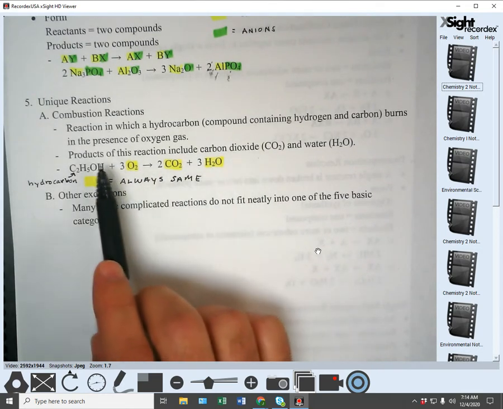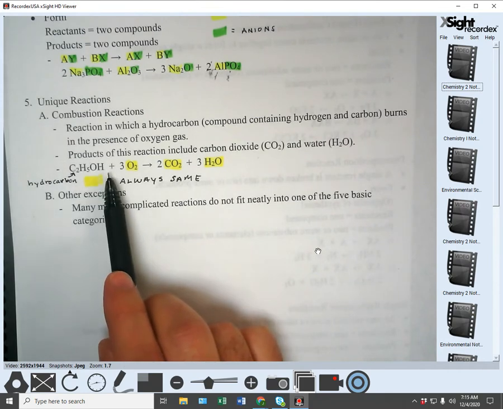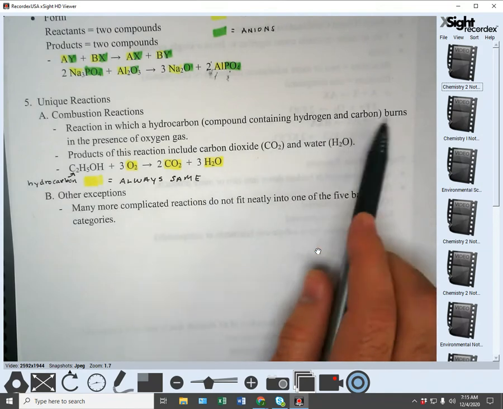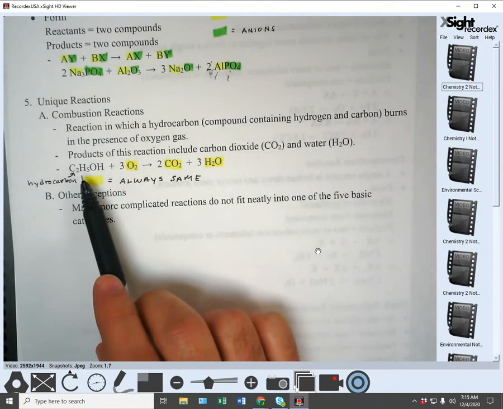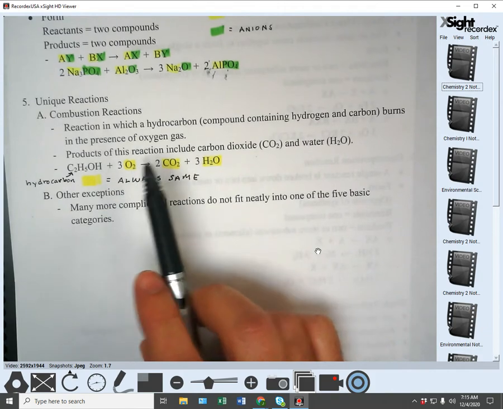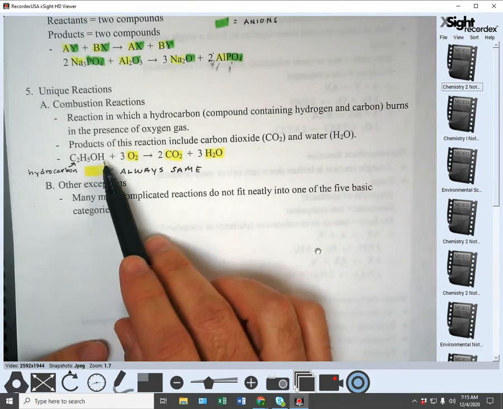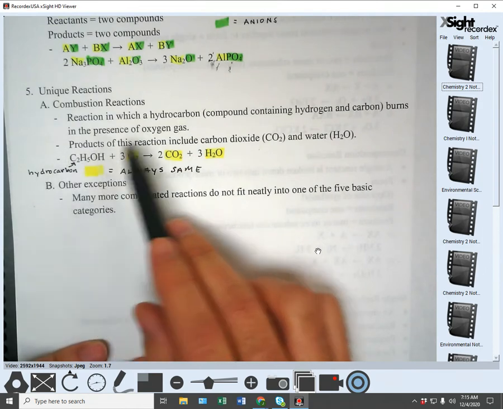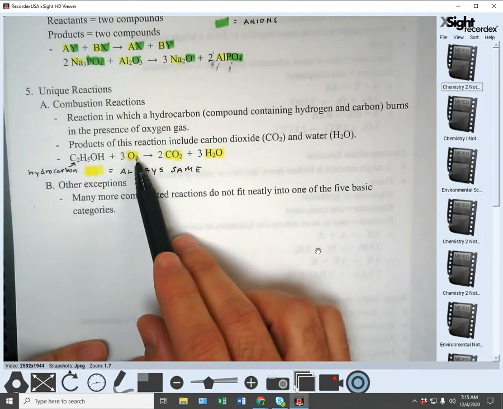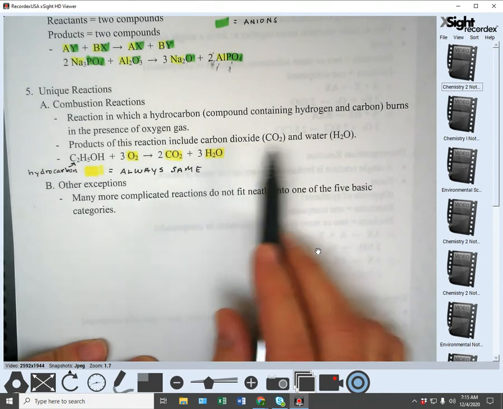Okay. Now, the hydrocarbon can change, but the hydrocarbon always has to have hydrogen and carbon in it. Sometimes it has oxygen, sometimes it doesn't, but it always has to have hydrogen and carbon. Okay. So it's a combustion reaction if you have something with hydrogen and carbon and it's combining with oxygen, and on the product side, you get carbon dioxide and water. Okay. Has to be like that.